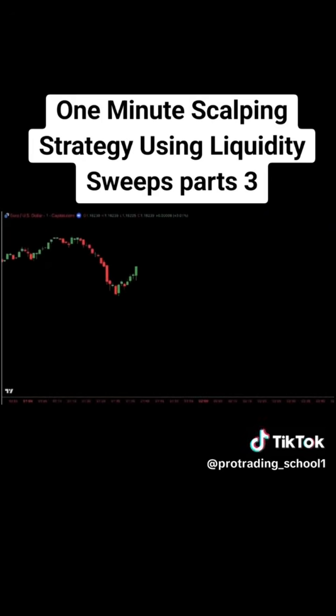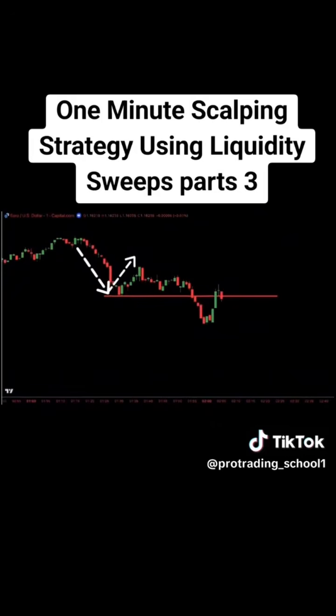Look at this chart example. This is the euro versus US dollar on the 1-minute time frame. As you can see, the market made an impulsive move downward, followed by a retracement. This support level was broken during the downtrend and turned into resistance after the breakout. Now look at what happened next.